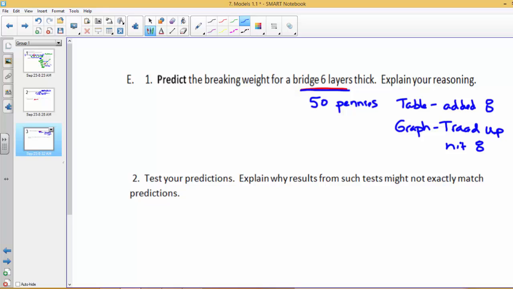And then it says to actually test your predictions, and I'm not so sure that you're going to be able to do that since you probably don't have paper and pennies at your house. So they're probably not going to be exact, but it'll probably be close. And there is error in our data gathering. You might have a Canadian penny, you might have a different dropping method, you might not drop the exact same. The piece of paper might have shifted.